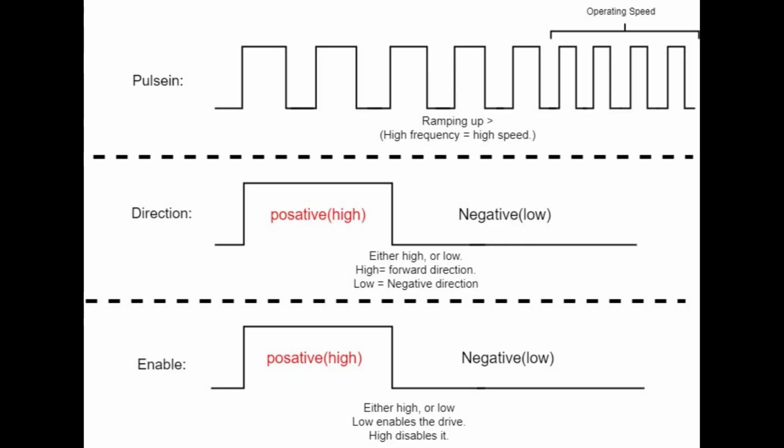The pulse input controls the acceleration, deceleration, as well as the operating speed by varying the frequency of the signal, as shown. The direction pin controls the direction of the motor by giving the drive an on or off signal. The enable pin enables the drive to operate and needs to be low in order to initiate operation.